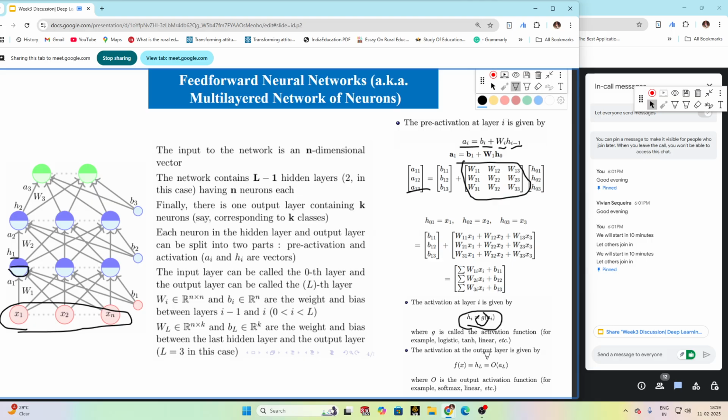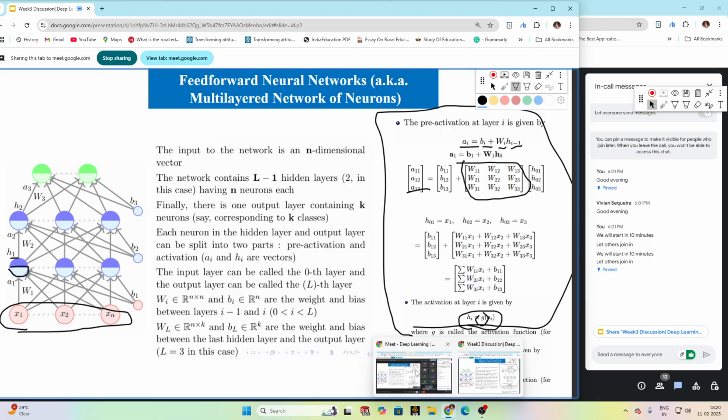Mostly, we use a different type of activation function for the hidden layer, and a different type of activation for the output layer. We will be discussing that on the coming slides, but up to this point I hope it is clear to all of you. Is it clear how we find the output of a hidden layer, or of any layer?